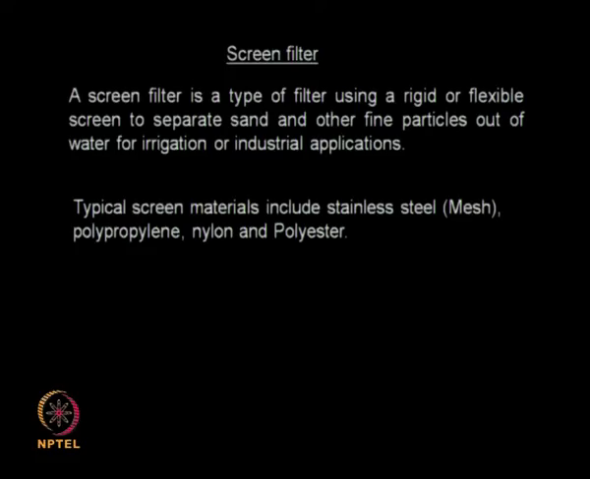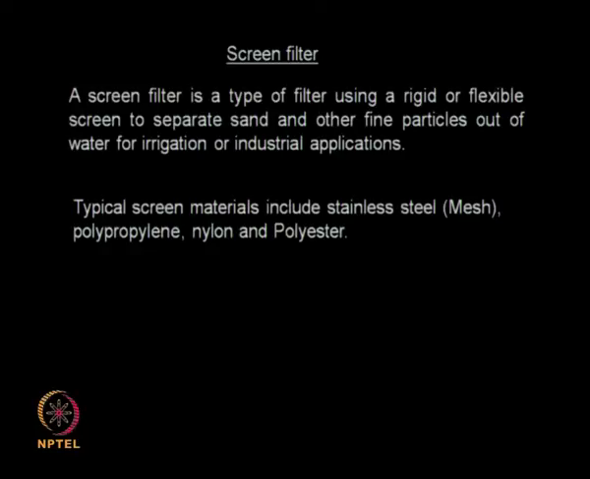Then you have screen filters. These are screen filters you might have seen for filtering or separating large, rigid particles of various sizes. We can use a large rigid screen, metal screens, or even polymeric screens like nylon based screens to separate sand or other fine particles. So these are again used in industrial applications.